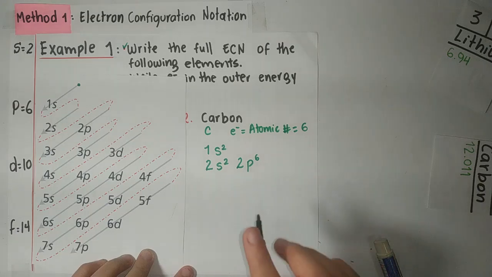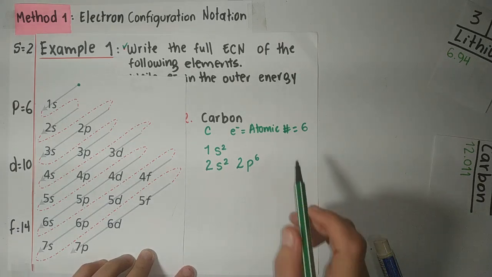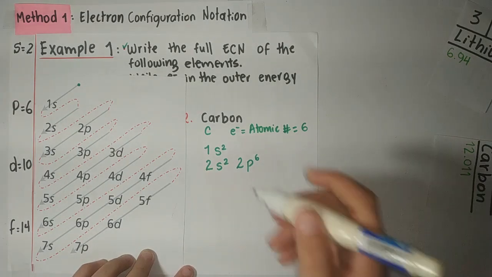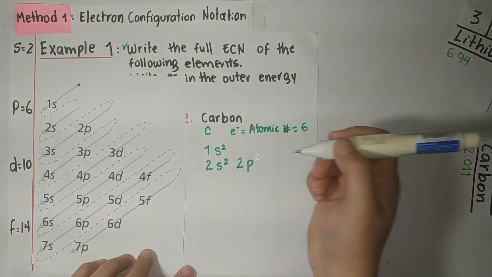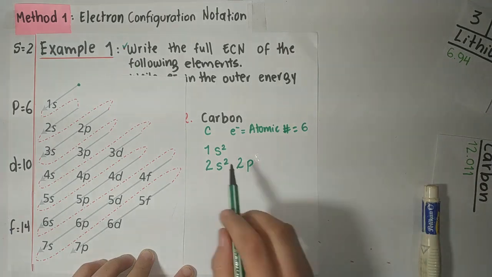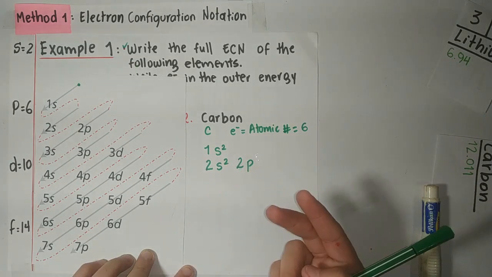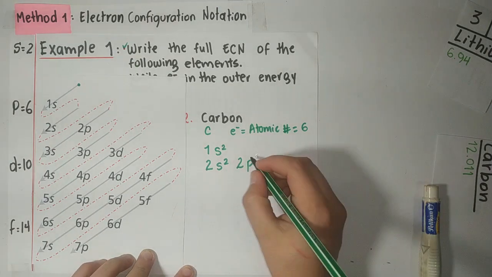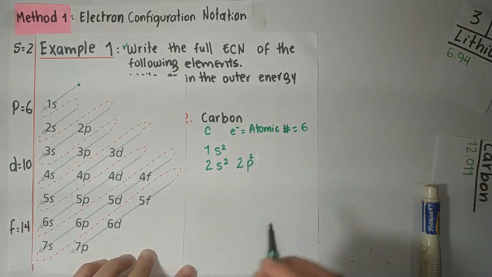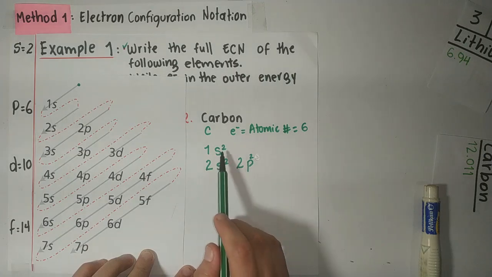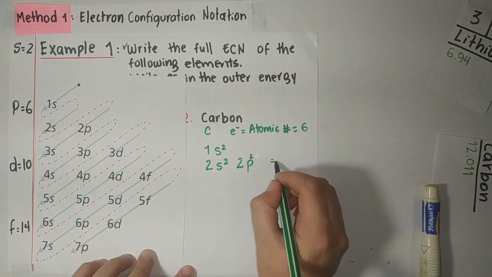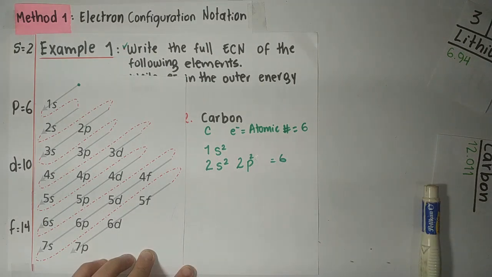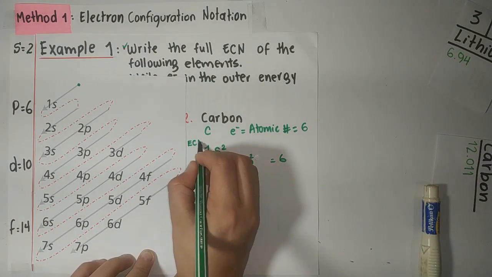But if I add them all, I will have 10 electrons. But I just need 6. So instead of writing 6, we're going to just write the electrons that we really need to reach 6. I have 2 and 2. I have 4. So I need 2 electrons to reach 6. Now, this is the electron configuration, because if you add them all, 2 plus 2 plus 2 is equal to 6. This is the electron configuration notation.